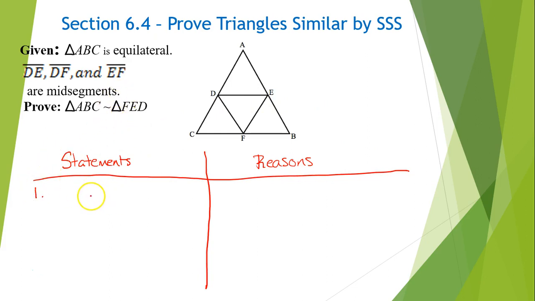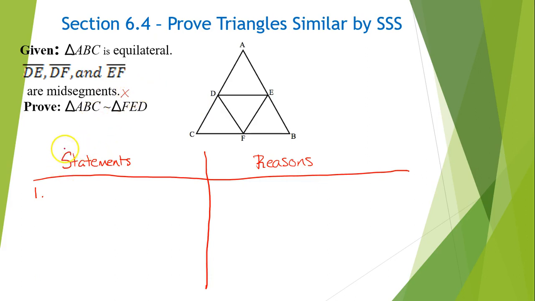So, first statement. One hint I want to give you before we prove that these two triangles ABC and EFD are congruent is that from the beginning we are given that ABC is equilateral and that DE, DF, and EF are midsegments. If you remember the midsegment theorem, we're going to be applying that. So knowing this is going to help us in our proof.